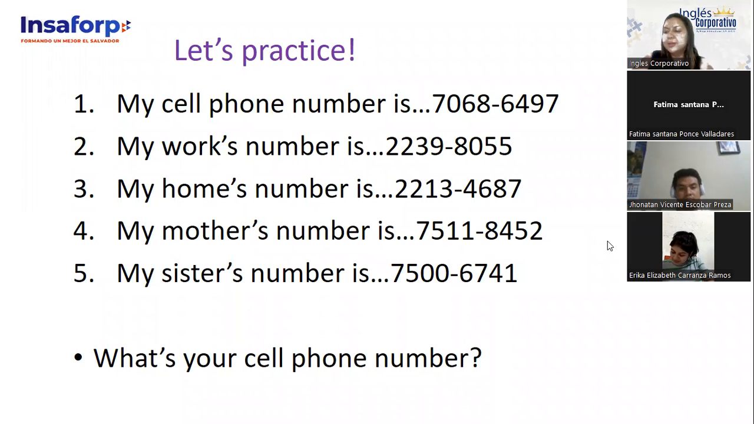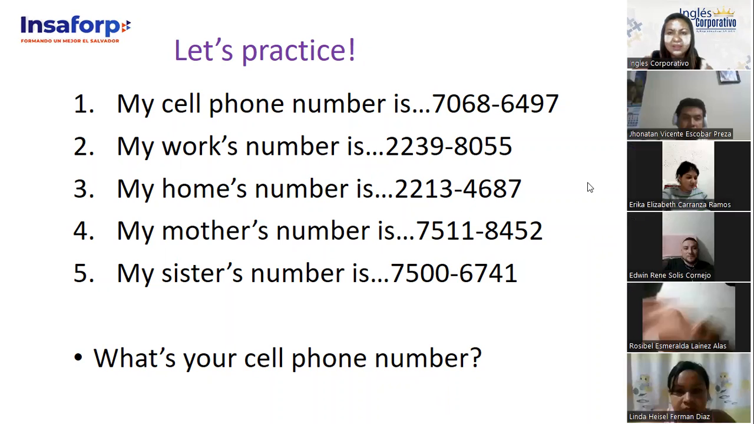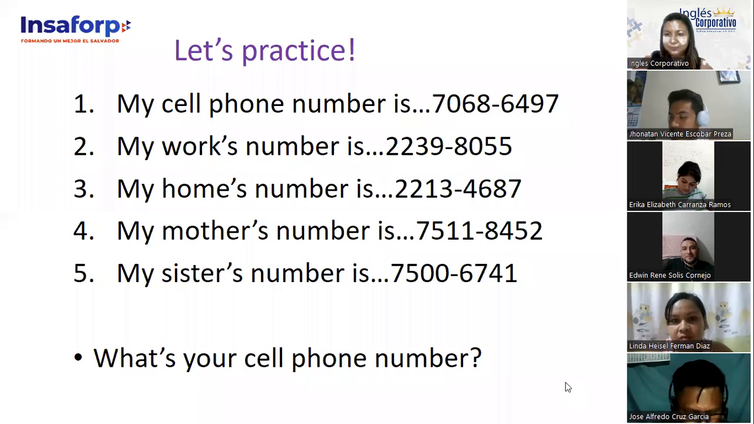Okay, guys, I'm gonna ask some people randomly for your numbers. For example, let me see. The first person, Jonathan. Jonathan, what's your cell phone number? My cell phone number is 7048-9190. Okay. Can you repeat, please? Okay, my cell phone number is 7048-9190. Okay, it's 7008-9190. Correct. It's correct. Thank you.